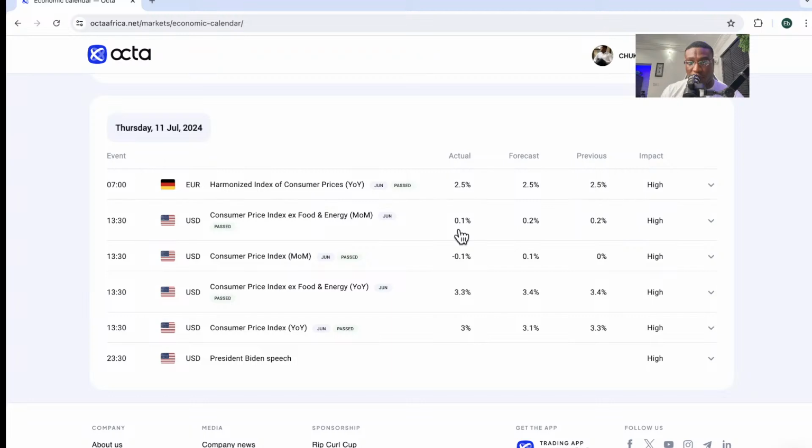Expected to be bullish reports, but it's something that I believe you guys should keep an eye on or just pay attention to. And by 11:30 today, we have President Biden's speech. I don't really expect it to bring about much volatility to the markets, but again, just try to pay attention.